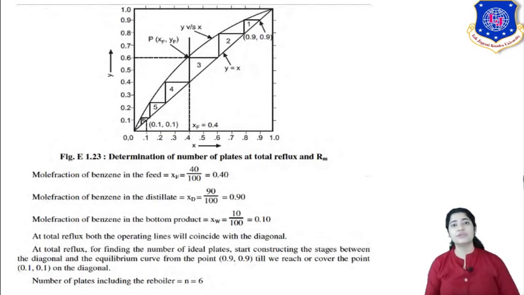Now, to calculate the number of plates, again have a quick revision of the McCabe-Thiele method. What you have to do is start from your xd composition and start plotting the triangles. Till when do you have to do this? Till you reach the residue composition. So I am plotting the triangles from 0.9 and I am doing the same procedure till the 0.1 composition. Hence what you get is the number of stages n equal to 6.